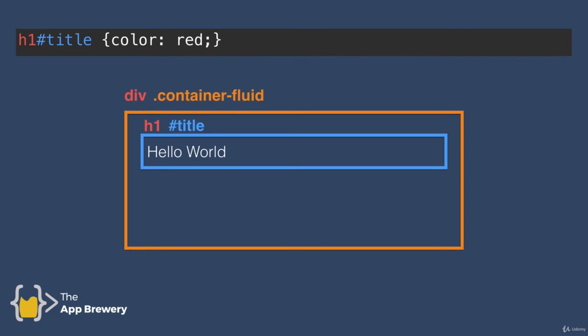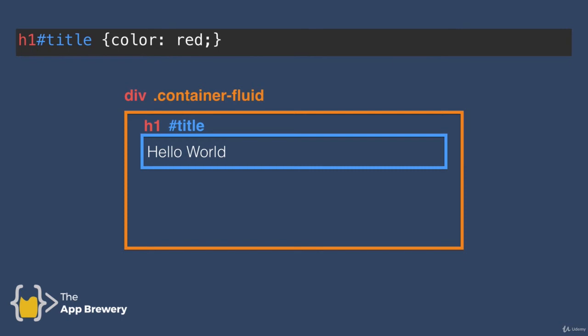So in this case, if I tried to change the color of the hello world and I wanted to combine my selectors, I would say something like the H1 that has an ID of title should have the color red. And this is how you should read the syntax. When there is no space, you're reading from left to right. When there is a space, then it's hierarchical and you're reading from right to left.